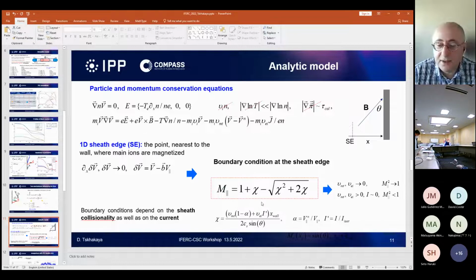This depends on the parameter kappa, which depends on the momentum transfer frequency between neutrals and ions, and also on the electron-ion friction force and current.